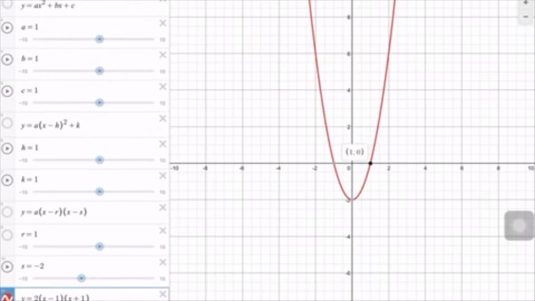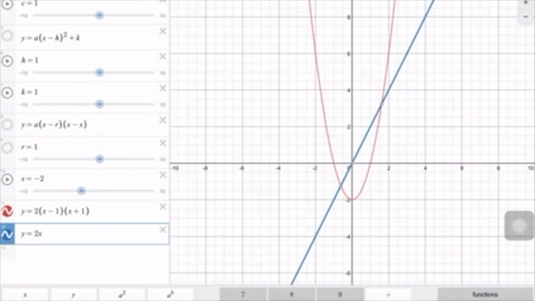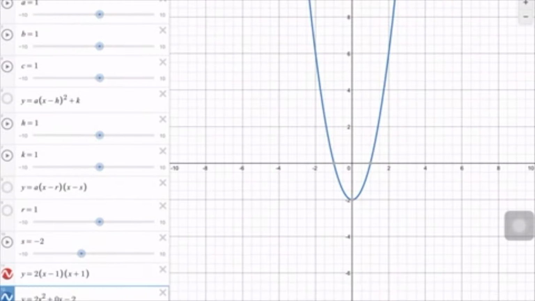So those are 2 x-intercepts. We know that. We converted to standard form. y equals, and we got 2x squared, and then just minus 2. Actually, I'm going to write it in as plus 0x minus 2, just so you can see. If you notice the blue, when I turn it off, it just overlaps the red. They are identical. So that's what we mean when we're converting to different forms. Same equation, same graph, just a different form.